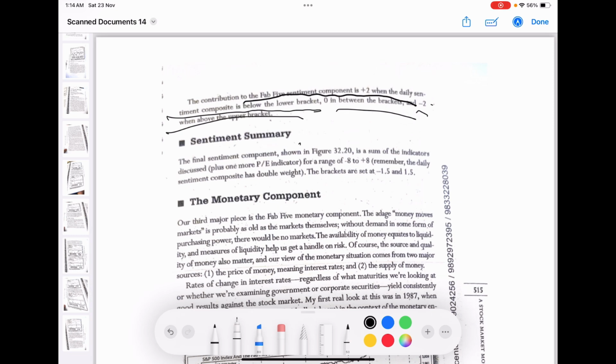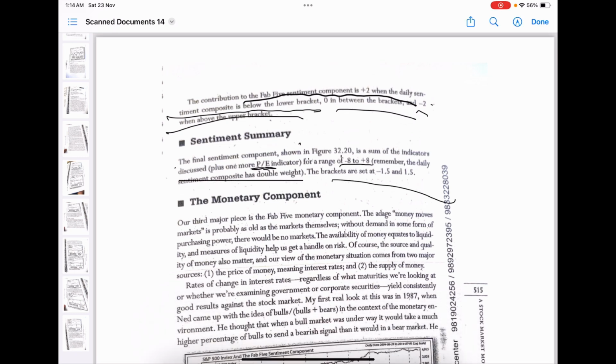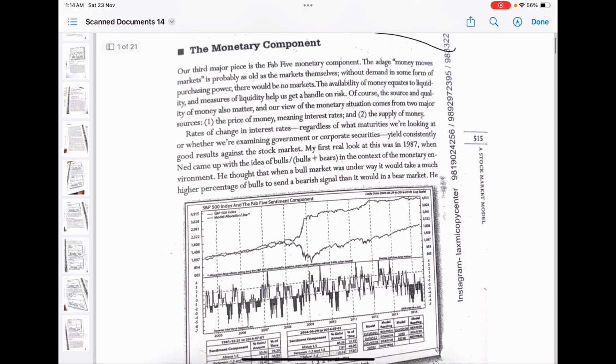Talking about the sentiment summary, the final sentiment component shown in figure 32.2 is the sum of the indicators discussed, plus one more, which is the PE indicator, for a range of minus 8 to plus 8. Remember, the daily sentiment composite has double weight. The brackets are at minus 1.5 and plus 1.5.